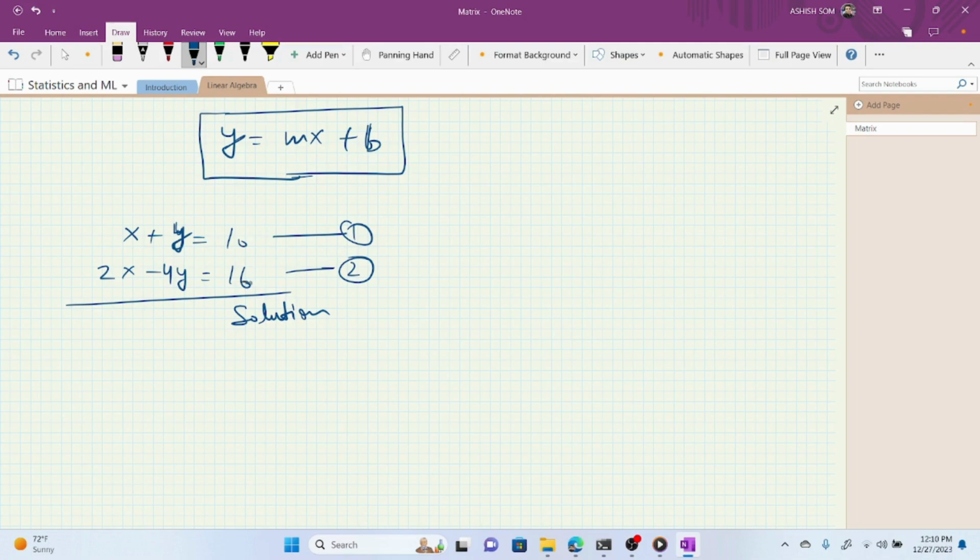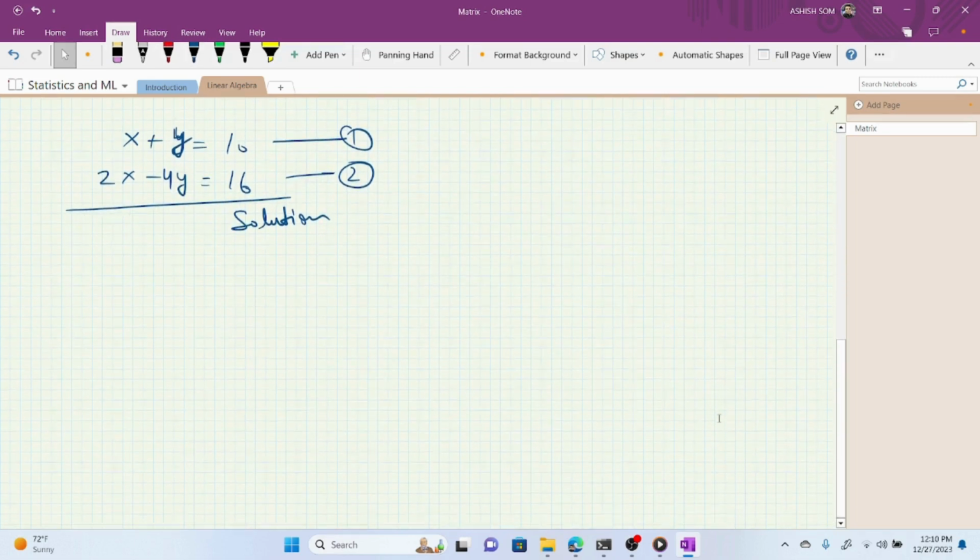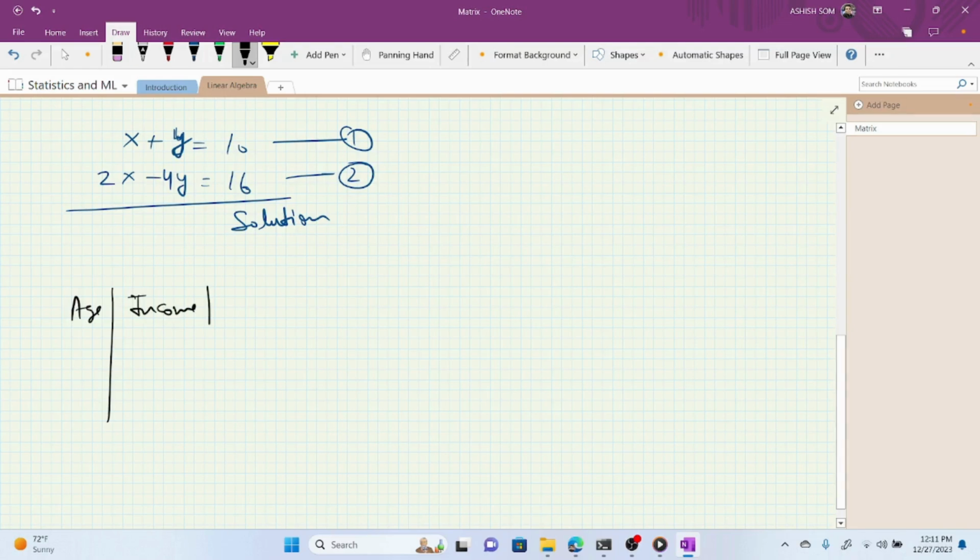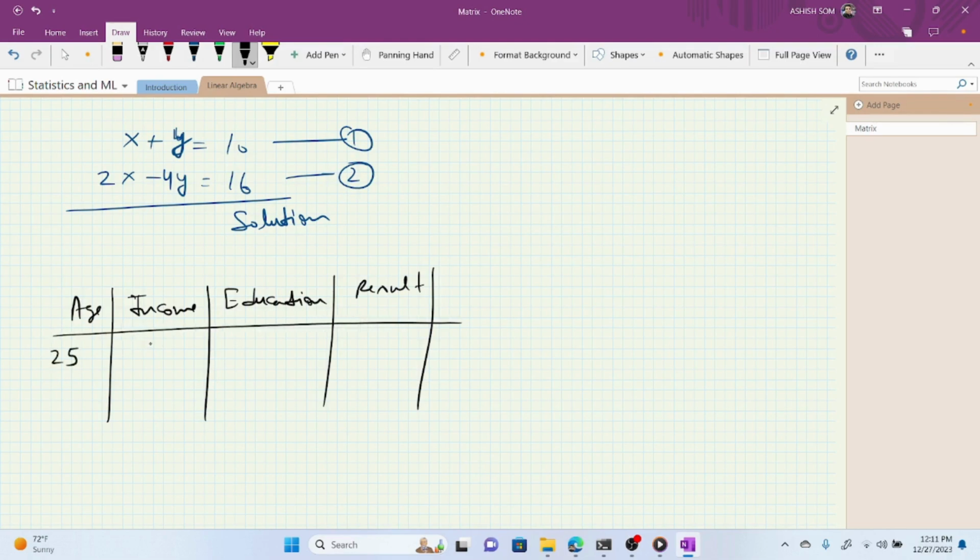Now, what is the use of linear algebra here? Tomorrow, when we play with data, it is going to come in tabular format. Let's say I have a variable age, then a variable income, then a variable education, and then I have some result. Say age is 25, income is 7 LPA, education is graduate, which I represent by 1, and the result is the loan amount: this person is eligible for 2 lakhs of loan.